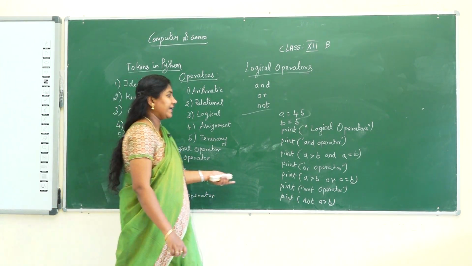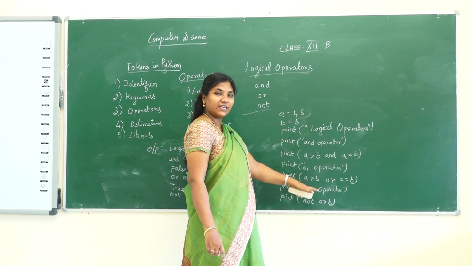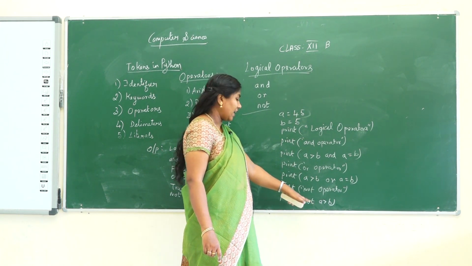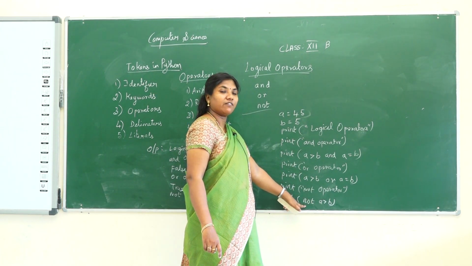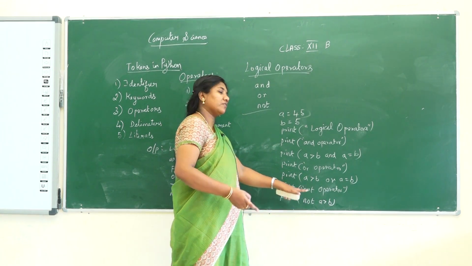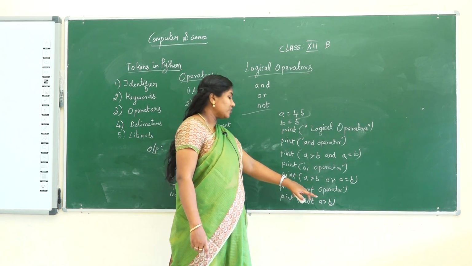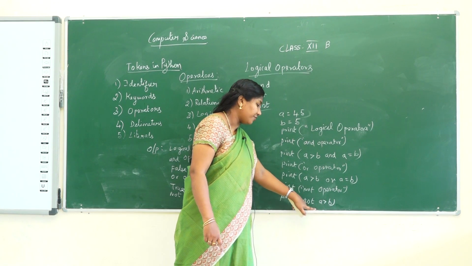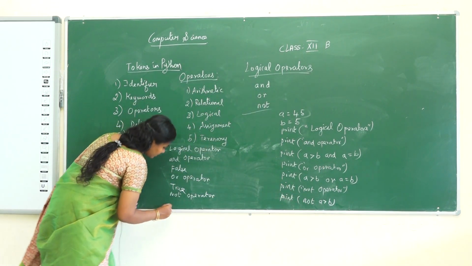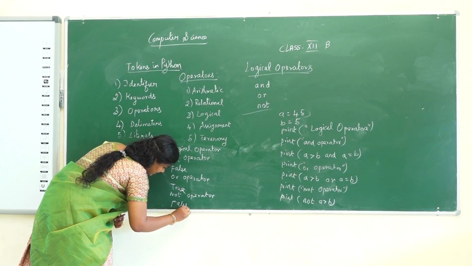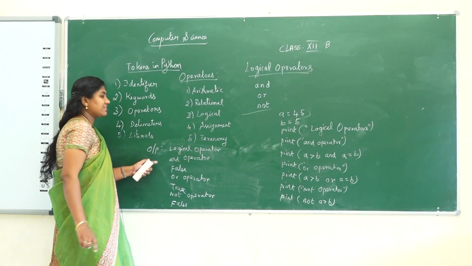So the NOT operator, A greater than B. A greater than B, the condition is true, but I am using the NOT operator, so it will give the NOT value. A greater than B means true, and the NOT of true is false. So I will be having false. Okay, so this will be the output.